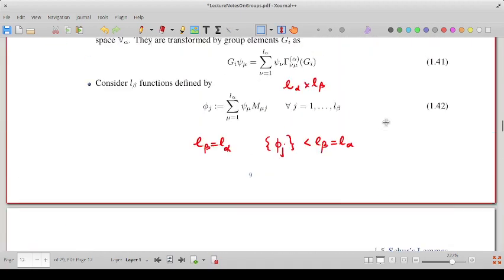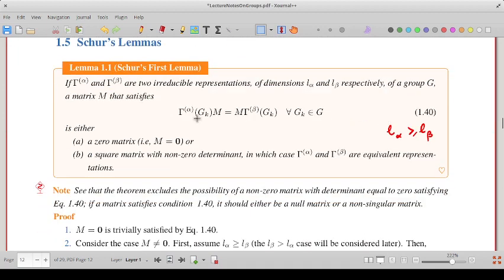So stating it one more time, if gamma alpha and gamma beta are two irreducible representations of a group G, and M is a matrix which satisfies this condition, that is gamma alpha Gk times M equal to M times gamma beta Gk for all elements Gk of the group G, then M should be either a null matrix with all elements equal to 0, or it is a non-singular matrix, in which case gamma alpha and gamma beta will be equivalent representations as well.